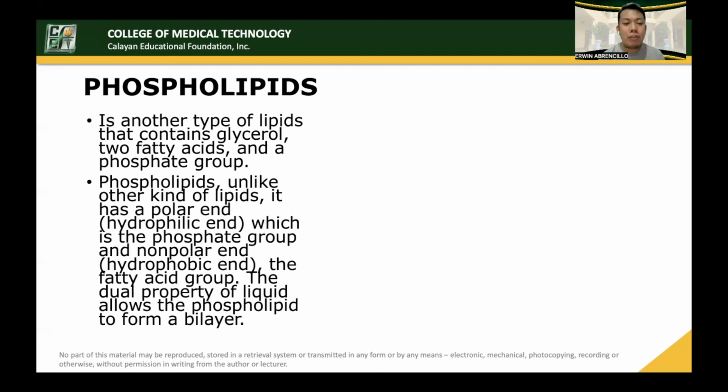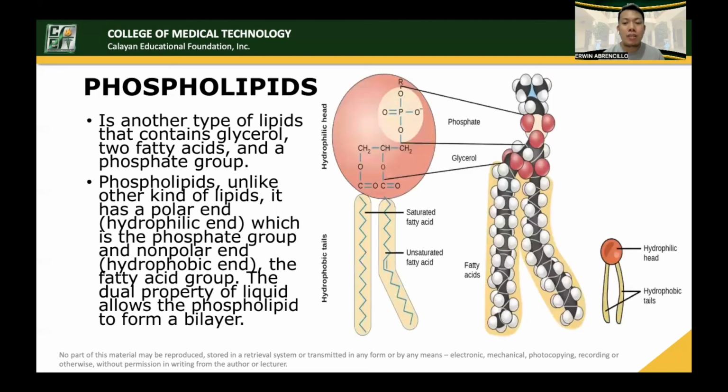So the dual property of lipids allows the phospholipid to form a bilayer. Actually, phospholipids are found in the cell membrane of the cell. That's why it is known as a bilayer, because of the presence of phospholipids. So that's why in the definition or description of the cell membrane, there's always the term phospholipid bilayer. So that's the structure of the phospholipid.